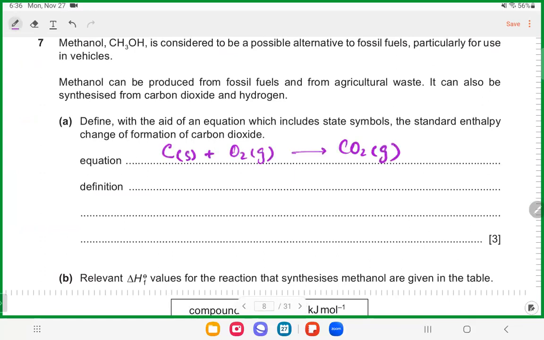And how do you define it? You say the enthalpy change associated when 1 mole of carbon dioxide gas is formed from carbon and oxygen.